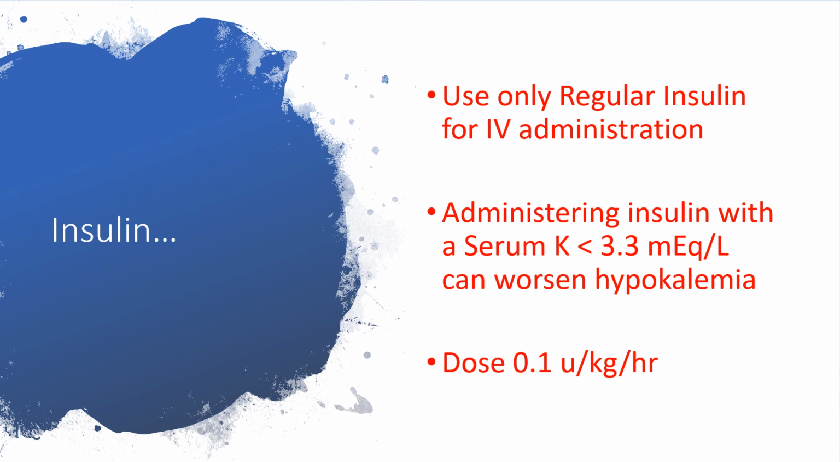But currently, as far as we're concerned, the standard that we use is 0.1 units per kilogram per hour. For simplistic reasons, we'll mix 100 units in 100 cc's of fluid, and if you have somebody that is 70 kilos, your dose is 7 cc's an hour. If you ever get up into the 10 or 15 cc an hour range, you might want to look back at your calculation to make sure you calculated it right. This is not something you want to give somebody too much of.